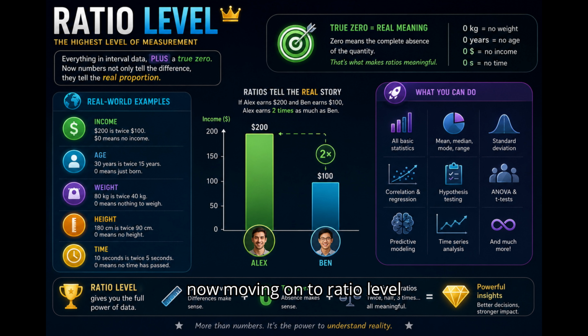Now, moving on to ratio level. The ratio level of measurement is the highest level, where data have order, equal differences, and a true 0 point. Because of this true 0, we can make meaningful comparisons, such as twice or half, and we can use all types of mathematical and statistical analysis. Examples of ratio data include income, age, height, weight, and time duration.